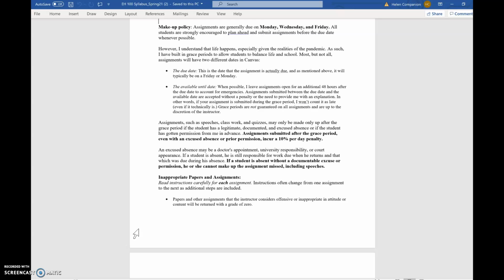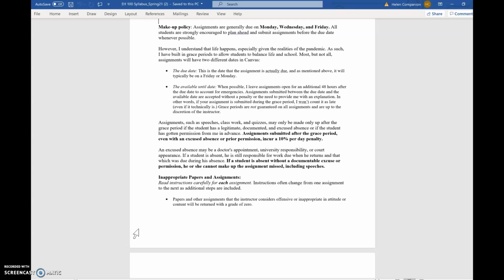So if your internet's being slow, or if it goes down entirely, then you don't have to worry if it's 5 minutes late. Assignments that are submitted during the due date and the available date, which is the grace period, are not considered actually late, although they will appear late in Canvas. I can't control that. There is no penalty. There's no need to provide me with an explanation unless you just want to.